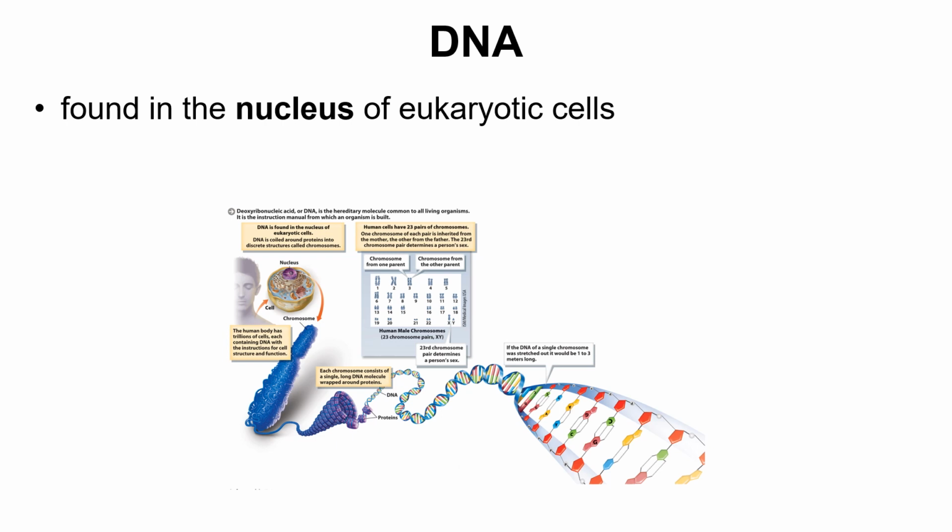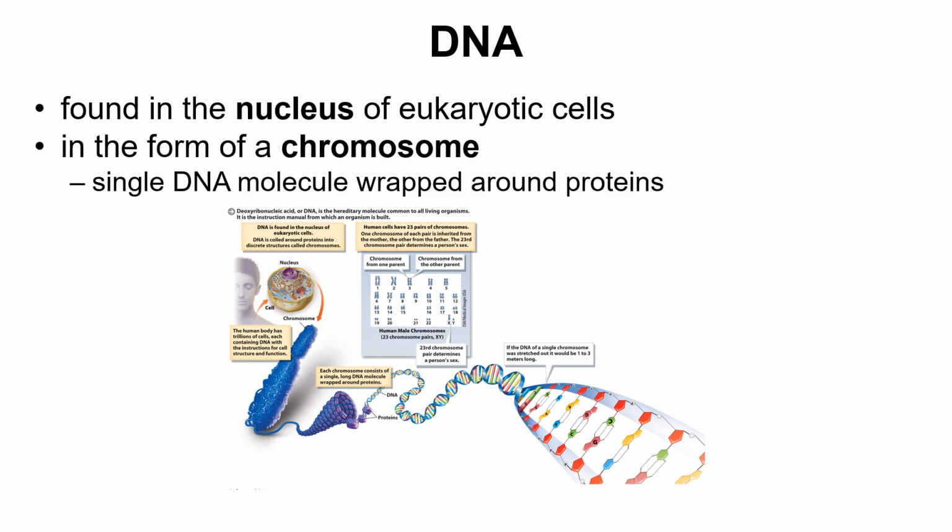DNA is found in the nucleus in eukaryotic cells. It is in the form of chromosomes. So today we're going to be focusing our attention on chromosomes. DNA is tightly wrapped around proteins known as histones, and that's what makes the chromosome.